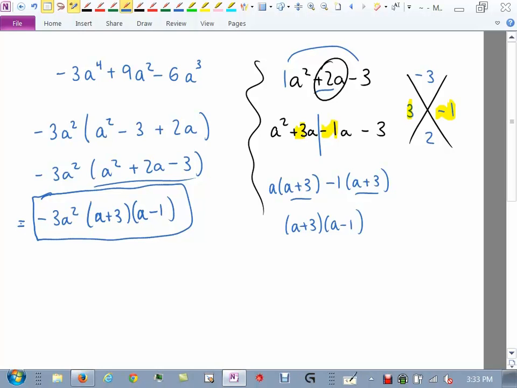All right, on the second problem, is that all right? Can I keep going? Yes. No, you could put a minus 1 in front of a plus 3.